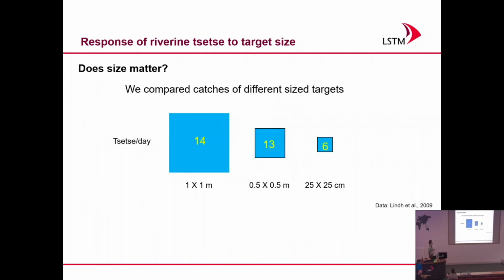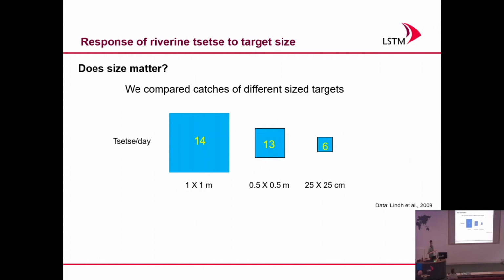And then finally, they also started to look at the size and whether different size targets get different size of catches. Not surprisingly, they do. So a classic 1 meter by 1 meter target is getting 14 tsetse flies, and then a small target, 25 centimeters by 25 centimeters, was getting 6.